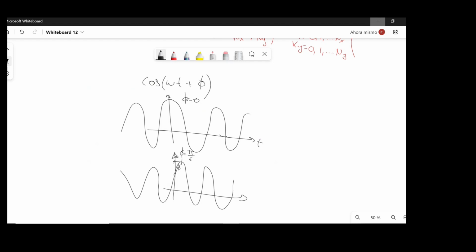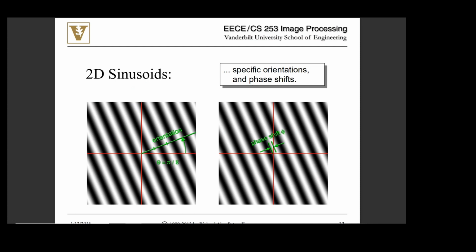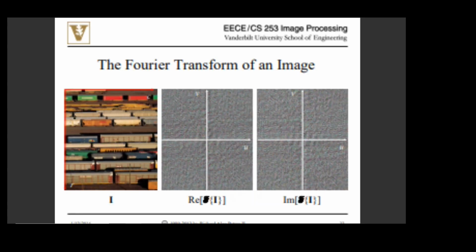And that is the same thing that you are doing with a complex exponential. In a complex exponential, if I add a phase term, then I'm shifting my cosine. If phi is 0, that means the maximum is at the origin. If phi is different from 0, then the maximum goes away. But it is the same as in 1 dimension.